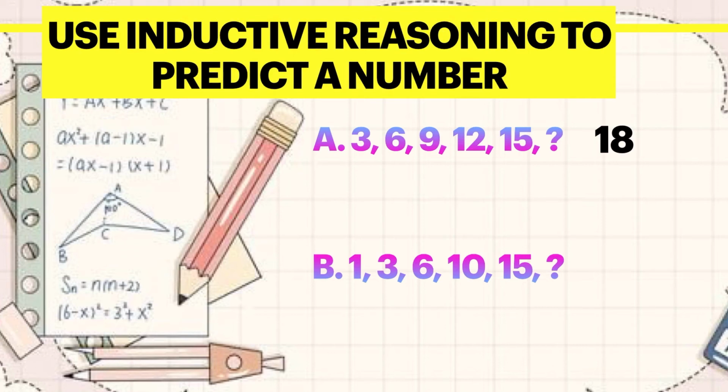Next is 1, 3, 6, 10, and then what comes next? Just by observing, the first two numbers differ by 2. The second and the third numbers differ by 3. So it appears that the difference between any two numbers is always 1 more than the preceding difference. Since 10 and 15 differ by 5, we predict that the next number in the list will be 6 larger than 15, which will be 21. So inductive reasoning is not just used to predict the next number in a list.